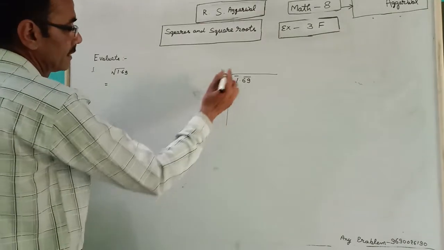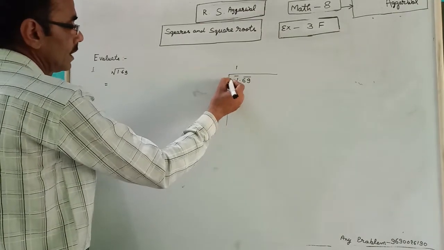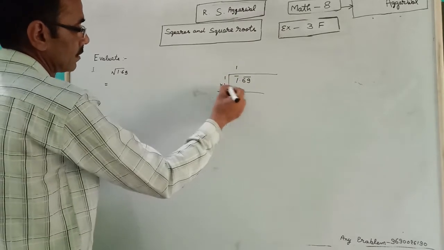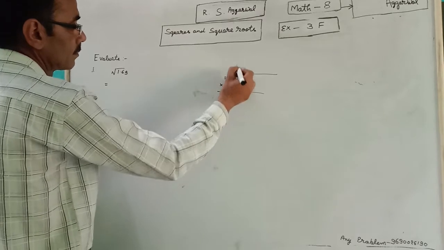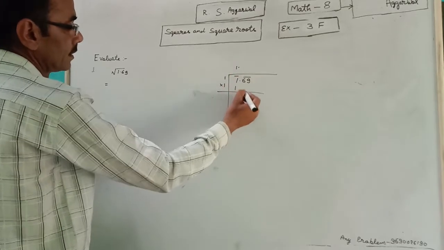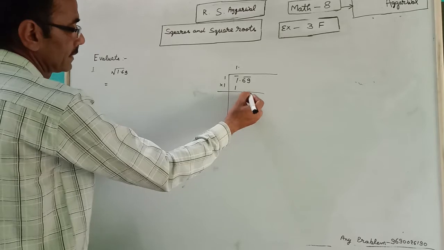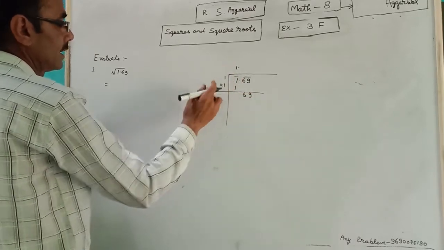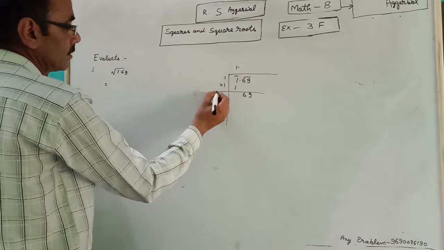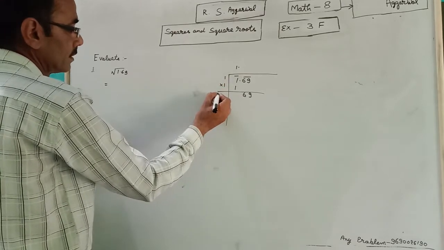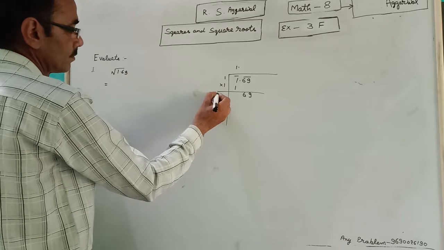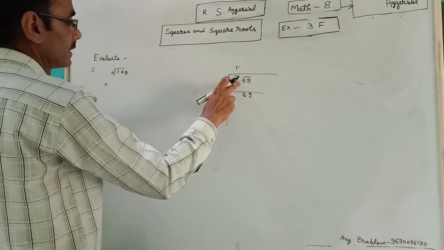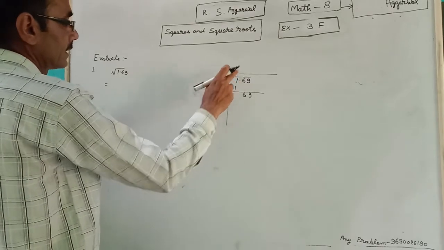First pair is 1. 1 into 1, 1 1 ja 1. Point is here. Second pair. Multiply by 2, 2 1 ja 2. Point here and here.